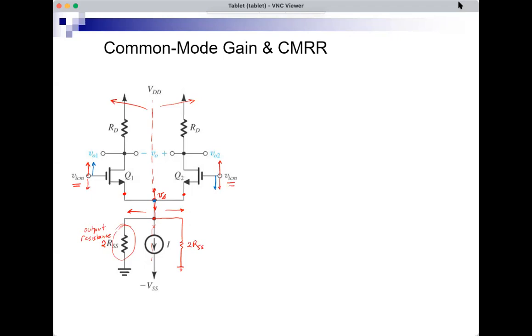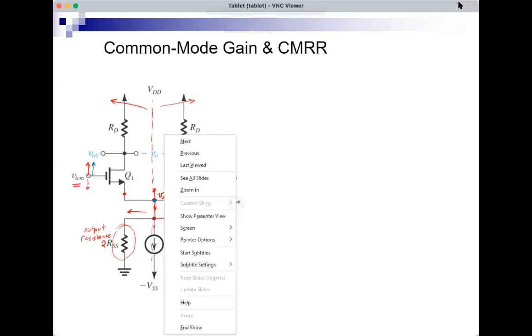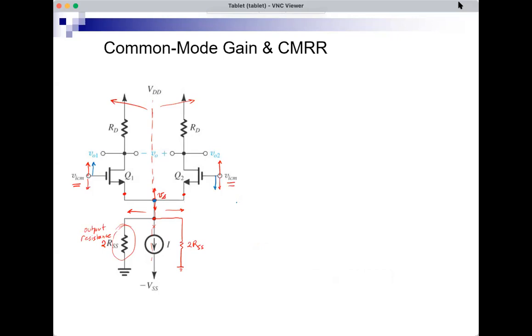But if we go back to the red situation where the two inputs are equal, as they oscillate, as they dance together, VS dances with them. So I have a signal at the source when the two inputs are equal. And that's why I care about what's between this and ground. Now, two RSS and two RSS are important because they're between the node here and ground.